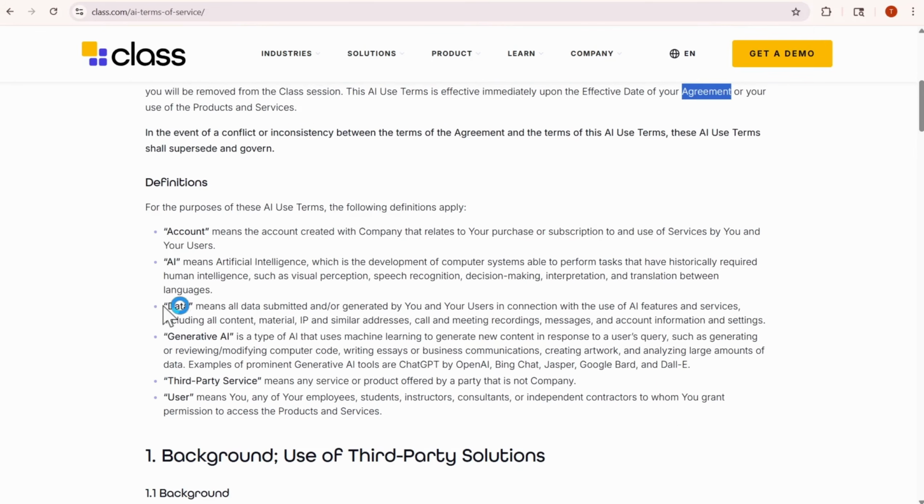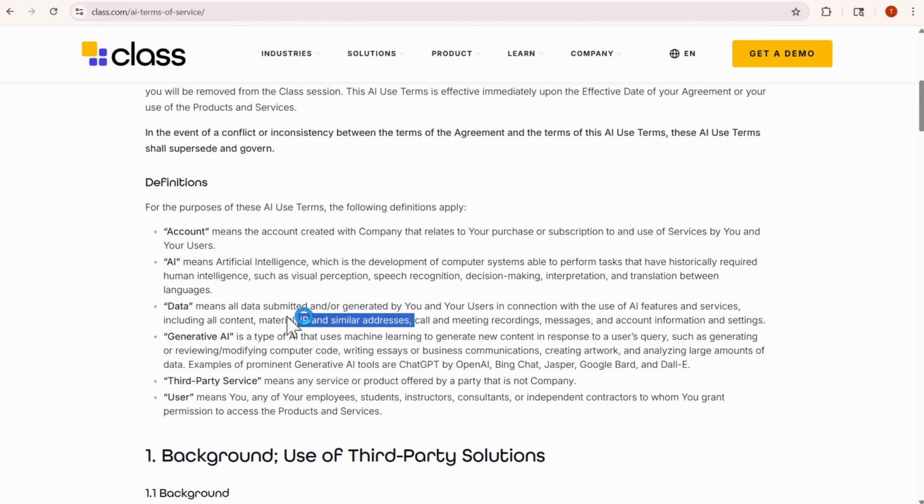Let's look at data. Our favorite word means all data submitted and or generated by you and your users in connection with the use of AI features and services, including all content. I'm interested in what the content is. We already know that it's an AI that provides learning and development. So there's definitely going to be, at a minimum, the name of who the learner is. I know that for a fact. We've got material, IP, and similar addresses.